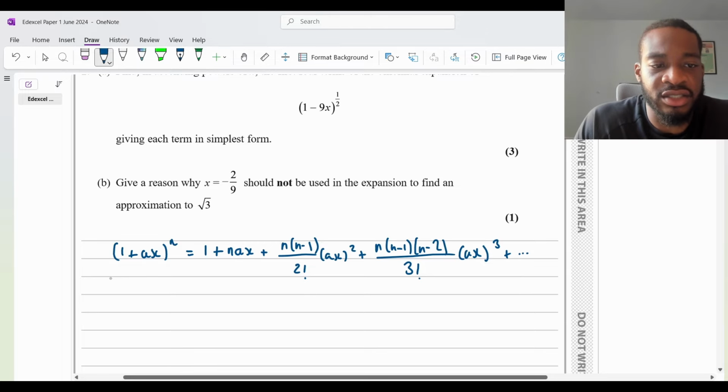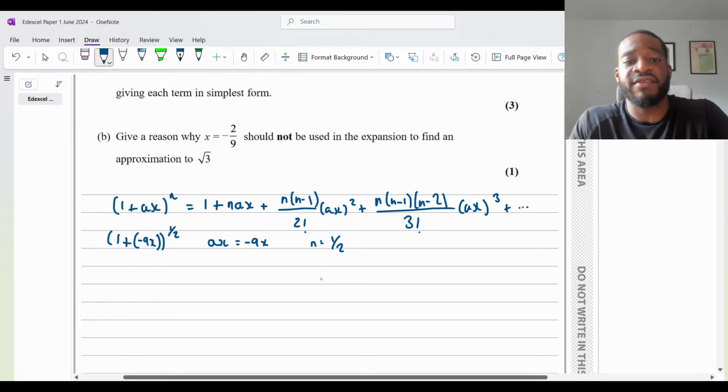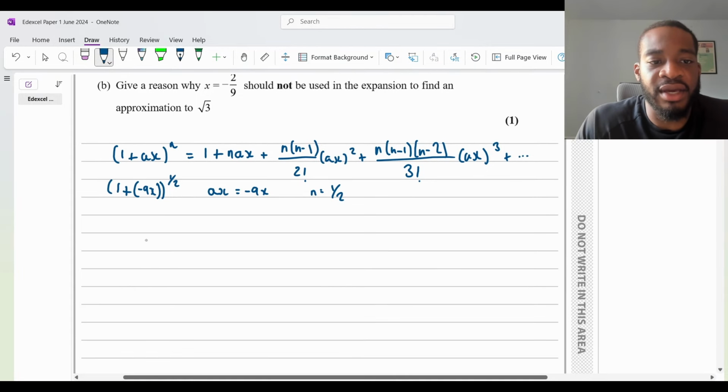What I like to do is I just literally compare it. So I've got 1 minus 9x. So I write this as 1 plus, and then put a minus 9x there, like that. And then this is to the power of a half. And that tells me that our ax in our case is going to equal minus 9x, and our n is going to equal 1/2. And then you just simply plug everything into that formula. Very, very straightforward. So doing that is going to be, I'll do it here.